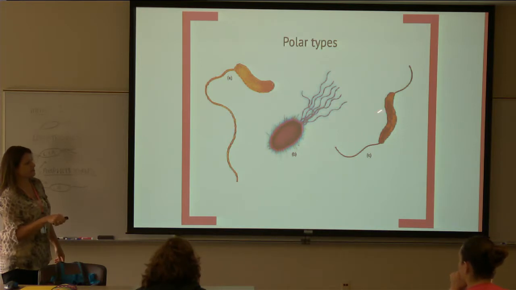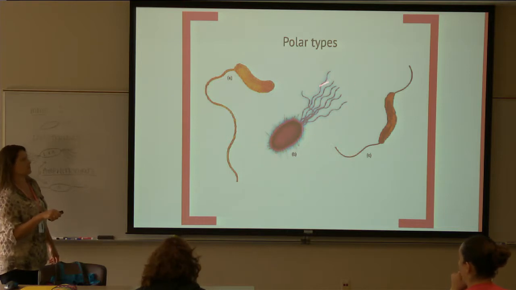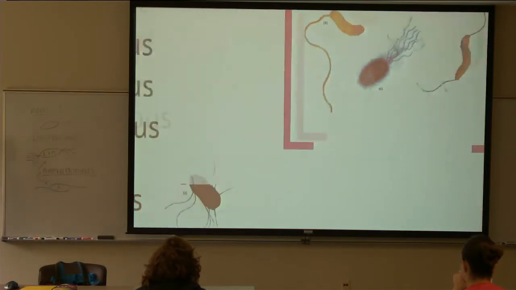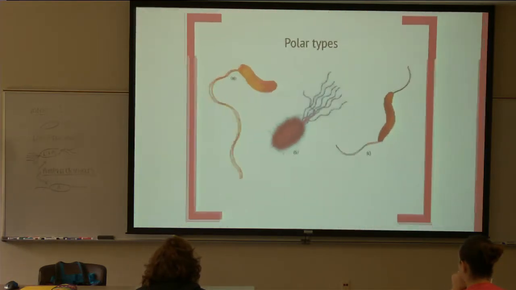What is this one, picture C? Amphitrichous, because flagella are at both ends. And then picture B, lophotrichous. Yep, because you see a bundle of flagella. All right, good. Next up, zoom this way.